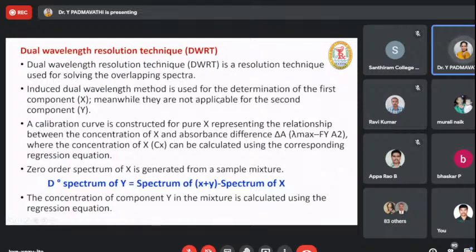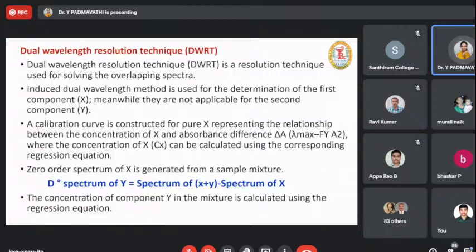In the dual wavelength method, first you are calculating for the X component and second you are calculating for the Y component. Here you are using a simple manipulation technique for resolution of the spectral behavior. You are constructing a calibration curve of pure X, like in the case of a dual wavelength method, between the difference absorbance and X, and you will be calculating Cx.